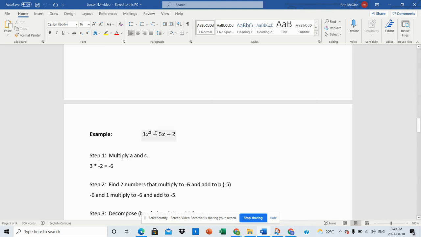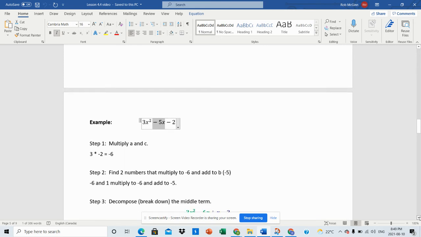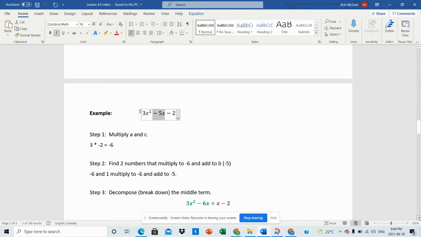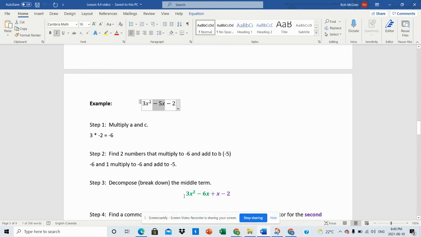So we're going to break down our middle term, this negative 5x, using negative 6 and 1. So let's see what happens. Decompose or break down the middle term. So 3x squared minus 6x plus x, which is our positive 1, minus 2. Minus 6x plus x is still minus 5x, so we haven't changed our formula here. We still have the same formula. It's just we've broken that middle term into two other terms.